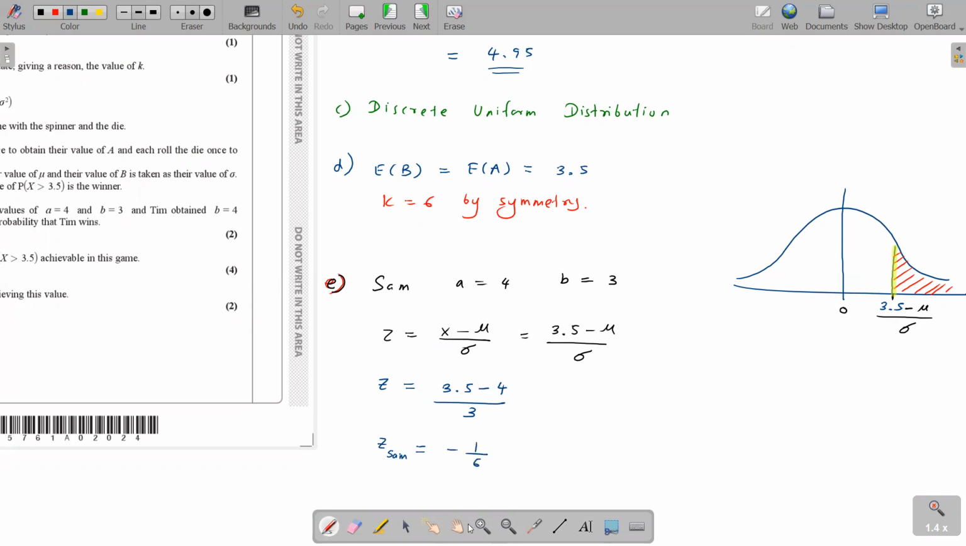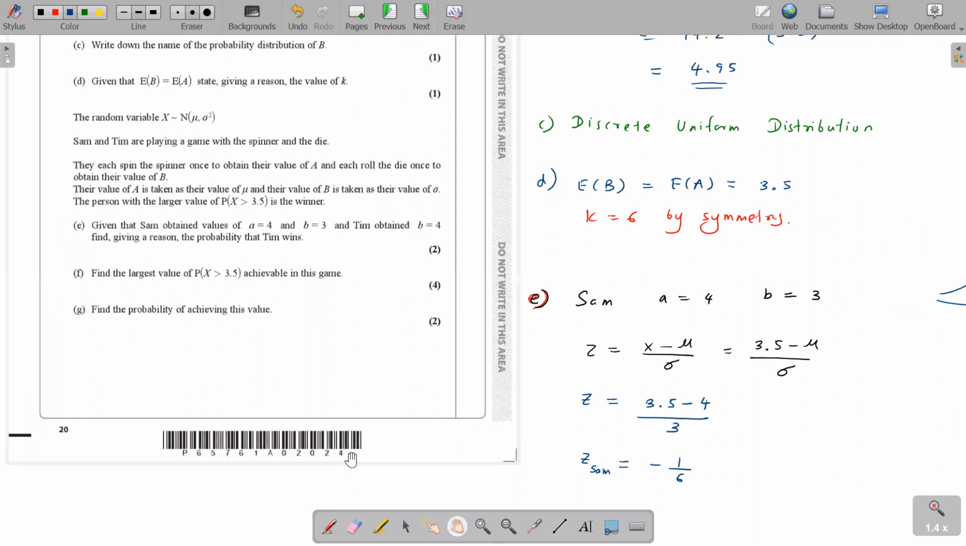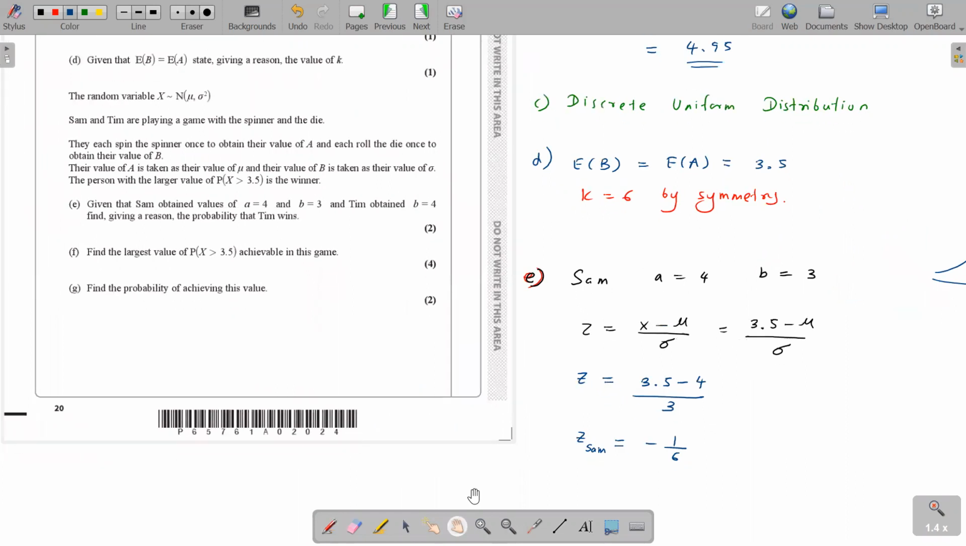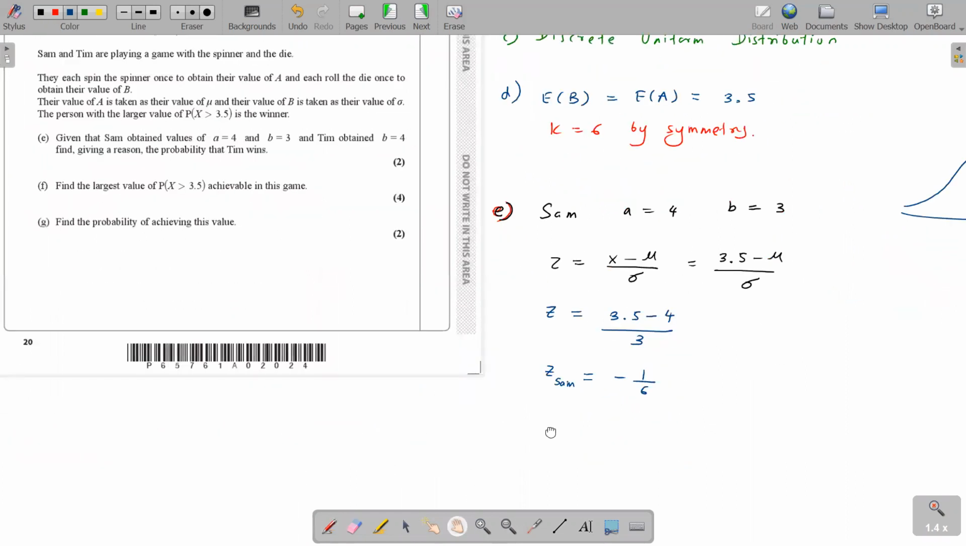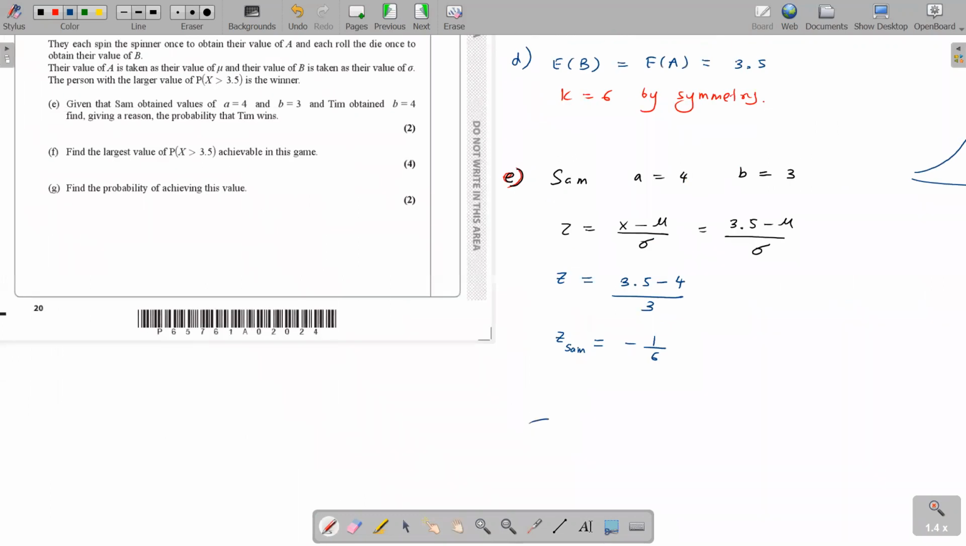Do you agree? Okay, so now they tell you to find the probability that Tim wins. In the case of Tim, what have they given us? They have told us Tim obtained b equals 4. They have not given us the a value. So that means you have to decide what the a values are that will actually give Tim a win.